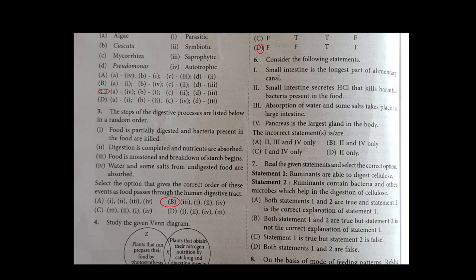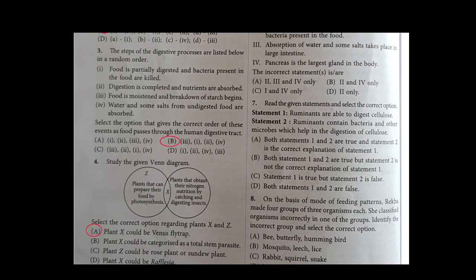Now, we move to the sixth question. Consider the following statements. Small intestine is the longest part of the alimentary canal. Small intestine secretes HCl that kills harmful bacteria present in the food. Absorption of water and some salts takes place in the large intestine. Pancreas is the largest gland in the body.